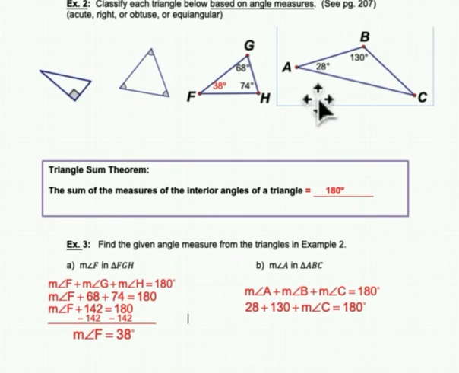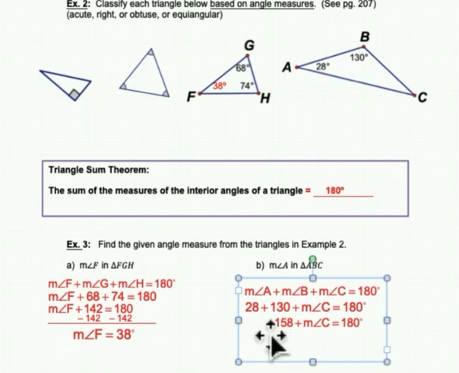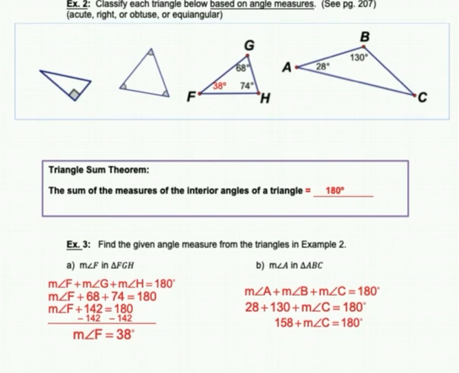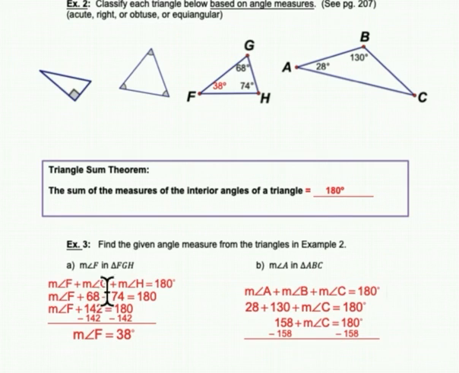So 28 degrees plus 130 degrees plus the measure of angle C equals 180 degrees. And we can combine our like terms because 28 and 130 degrees adds up to 158 degrees. So now I'm just going to subtract 158 degrees from each side of the equation, and that will give me that the measure of angle C is 180 degrees minus 158 degrees, which is a 22-degree angle. So the measure of angle C is 22 degrees.